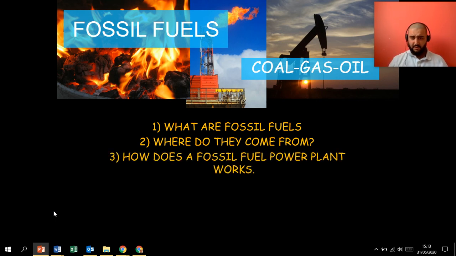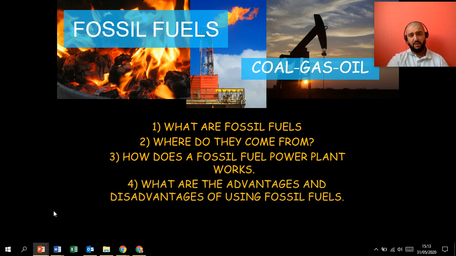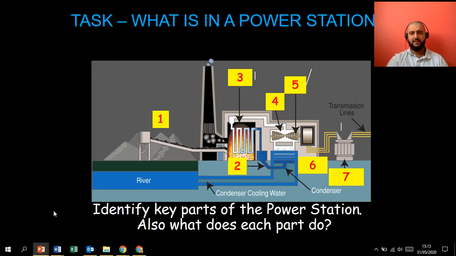How does a fossil fuel power plant work? Well, this is something that you probably covered in Key Stage 3, but we will go through that in the next slide just to jog your memory. And we're going to be looking at what the advantages and disadvantages are. Okay, so here is a simple setup of a traditional power station.